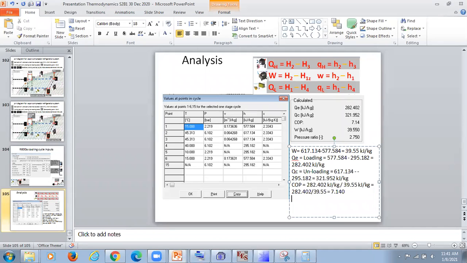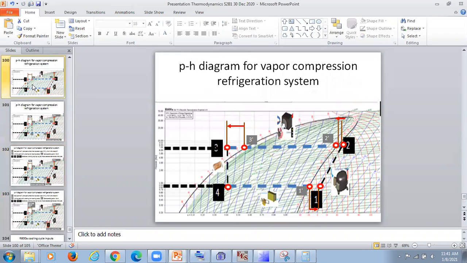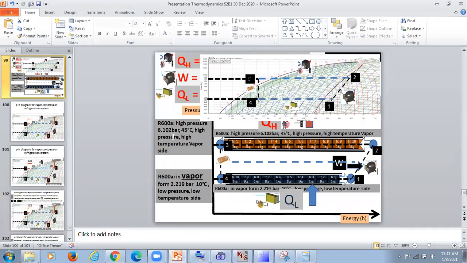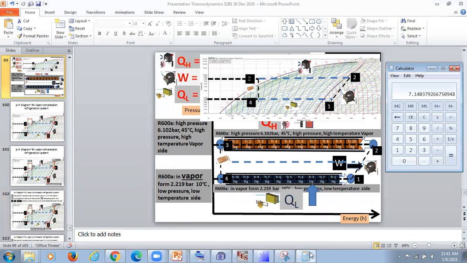Pressure ratio. So what's the pressure ratio? In this case, you have 6.102 bar divided by 2.219 bar. 6.102 divided by 2.219.